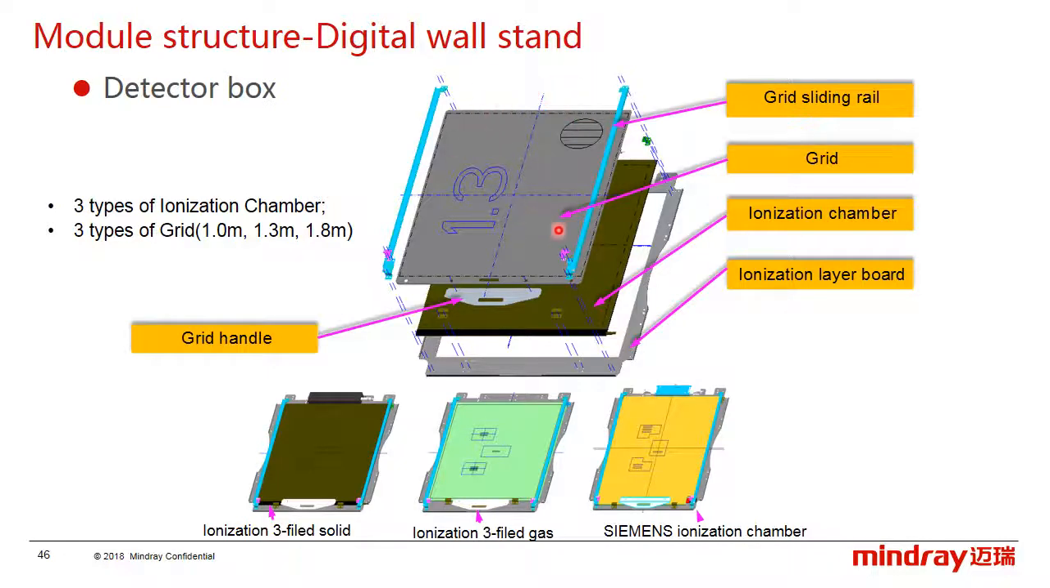As we can see, the grid is inserted into the grid sliding rail, and the grid can be dropped out by the handle. But the ionization chamber is fixed on the rail board. Besides, we have three types of ionization chambers, but mostly the same as we configured. And also we have three types of grid: 1 meter, 1.3 meter, and 1.8 meter.